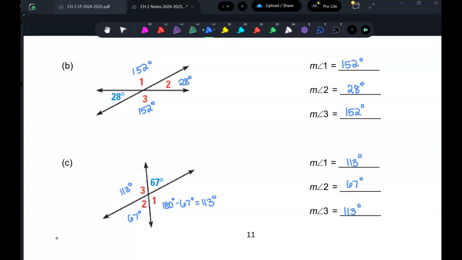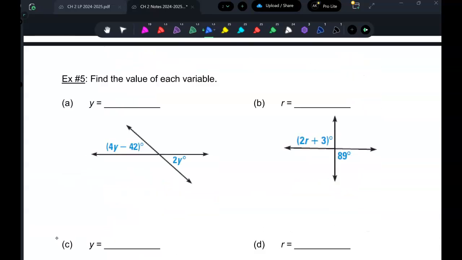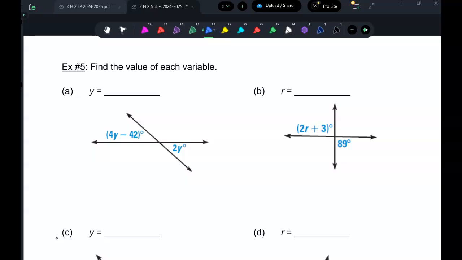I think the next page is the last thing, right? So the last page is... Last page. Okay, now we have to solve for some variables. So now we kind of incorporate our algebra knowledge.